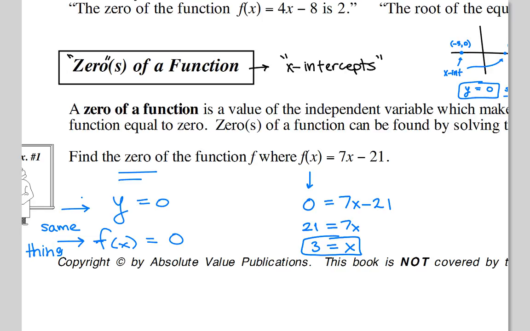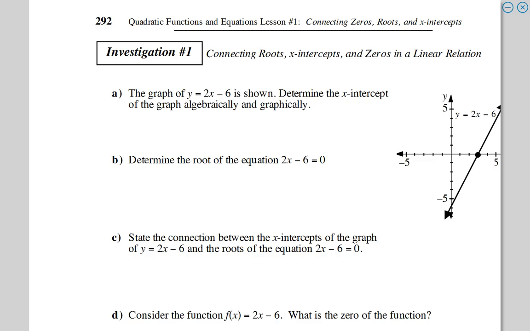Okay? By far, one of the most important things coming out of Math 20-1 is your ability to solve for zeros. So this is a very simple version of it. You've had practice with it in Unit 4. Just need to remind yourself.